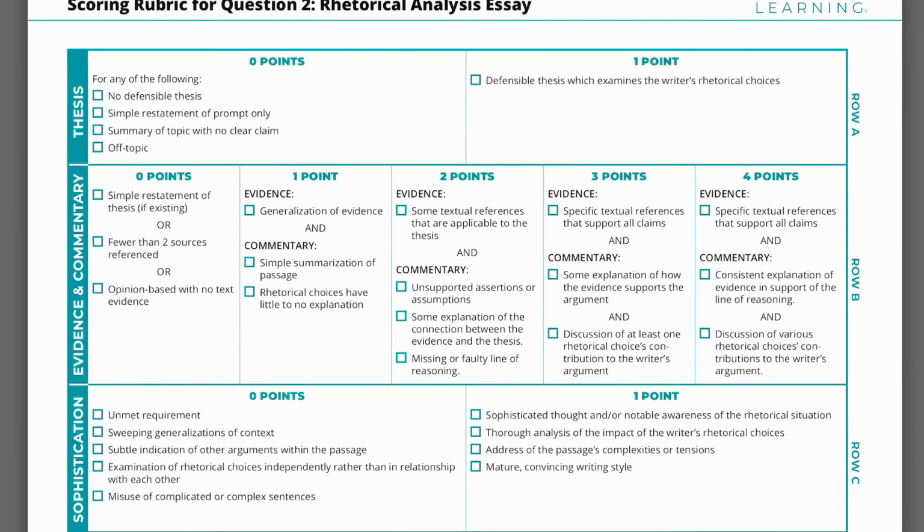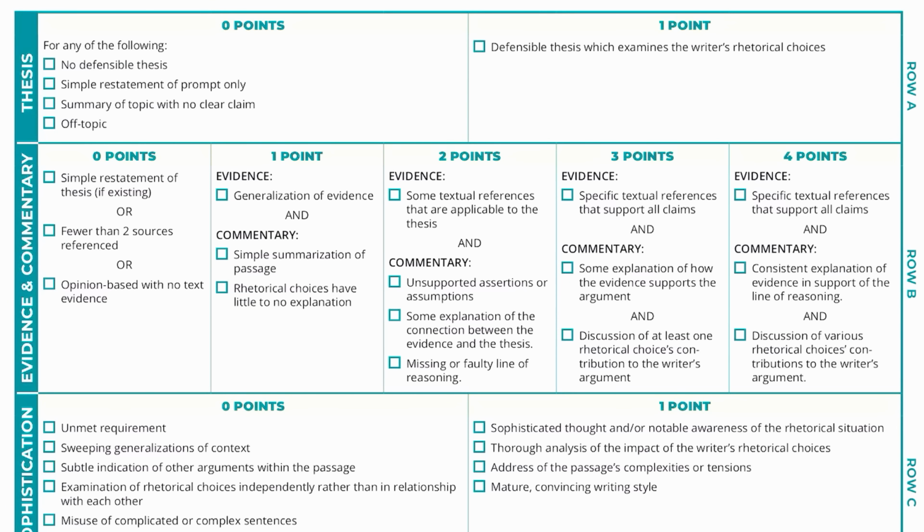So let's check out row A. Row A is the most important point that you can earn on this rubric because it's the foundation of the other 2 rows. You need to earn the thesis point to do really well in rows B and C. So let's take a look at the thesis point.